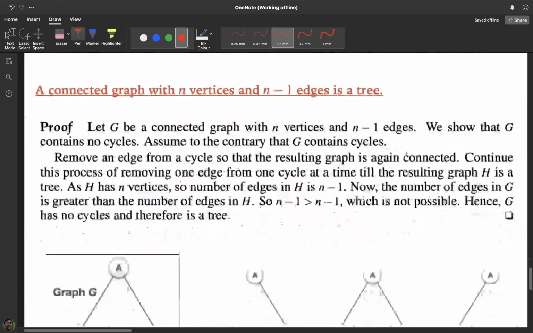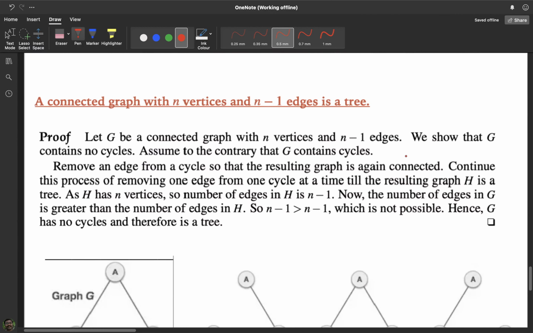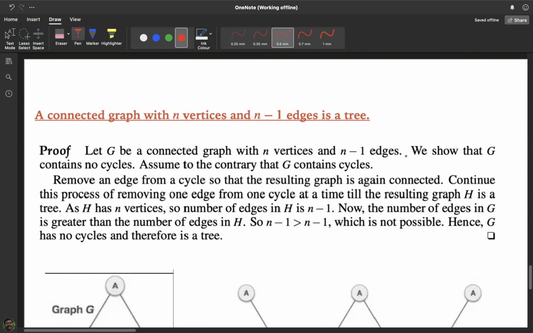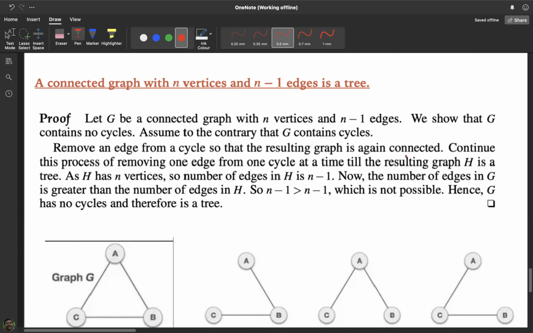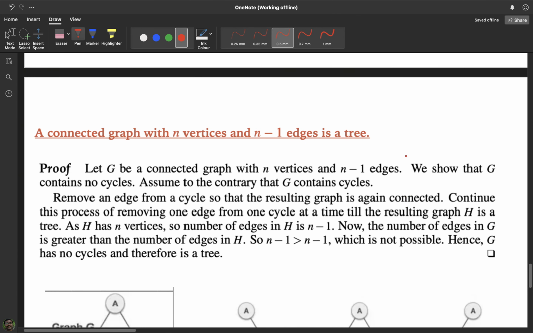Okay, and moving forward, the reverse one also, that is, any connected graph with n vertices and n minus 1 edges is a tree. Okay, the reverse problem. Earlier it was, if it is a tree, you will have n minus 1 edges. The reverse problem is, when a connected graph has n vertices and n minus 1 edges, then it is a tree. Okay, so how will you prove that? First of all, you have to show that it's a tree, so you have to show that it is connected and that it has no circuits.